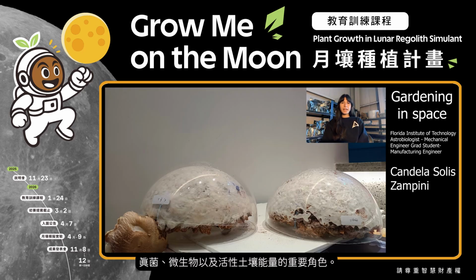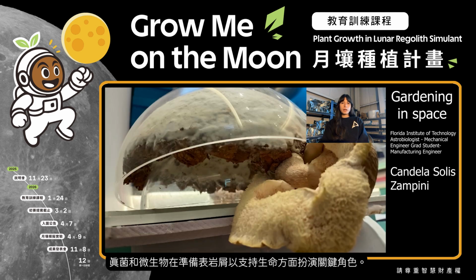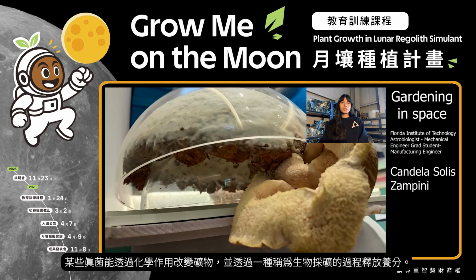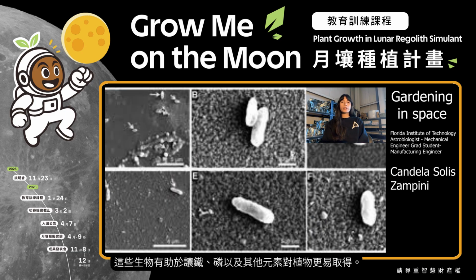Fungi, microbes, and living soil energy. Plants are not the only organisms being studied. Fungi and microbes play a crucial role in preparing regolith for life. Certain fungi can chemically alter minerals, releasing nutrients through a process known as biomining. These organisms help make iron, phosphorus, and other elements more accessible to plants.